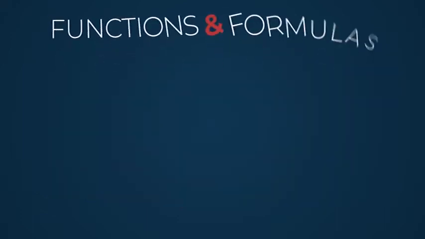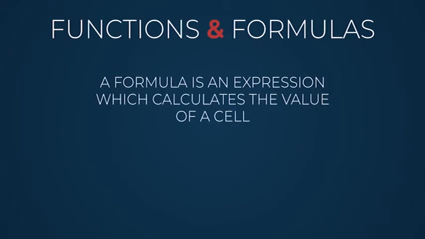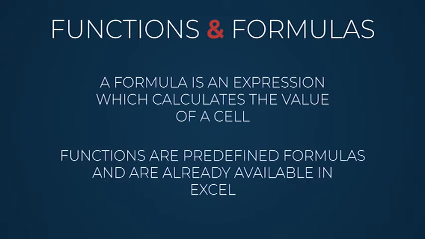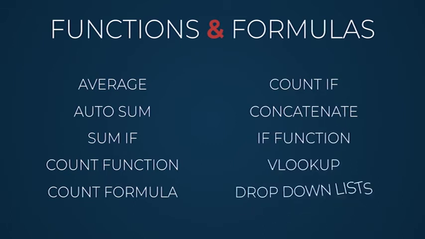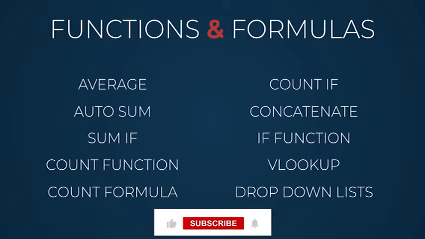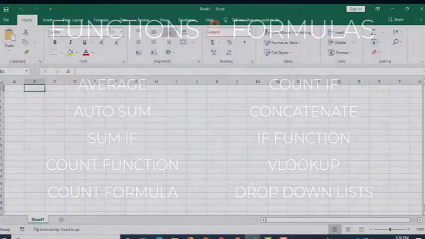Then functions and formulas. A formula is an expression which calculates the value of a cell. Functions are predefined formulas that are already available in Excel. Here we have the top 10 Excel formulas so far, but there are more formulas and functions. Some of them are average, autosum, SUMIF, COUNT function, COUNTIF function, and VLOOKUP. VLOOKUP is one of the most used functions in Excel, and IF is also one of the most used functions in Excel. So we're going to jump right away and do a few things.